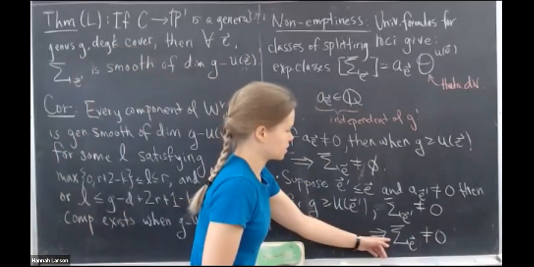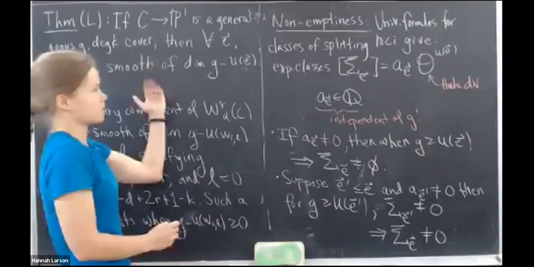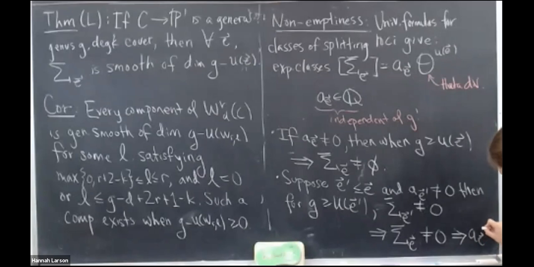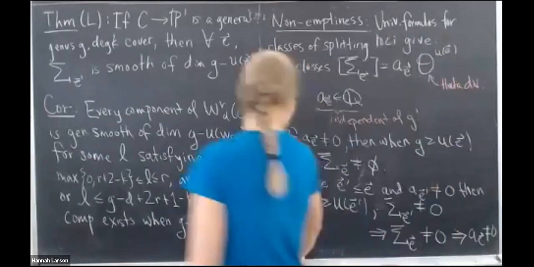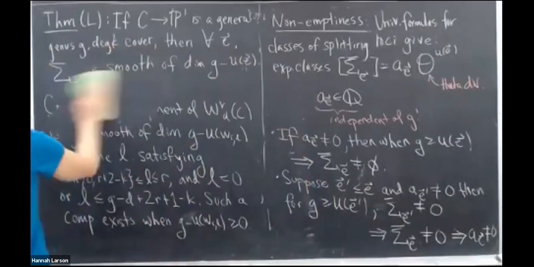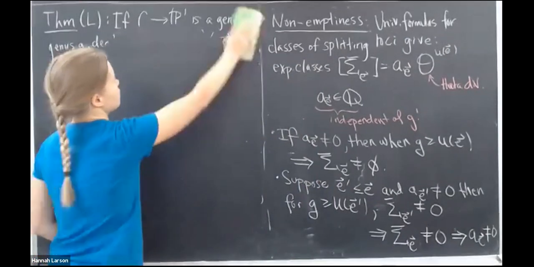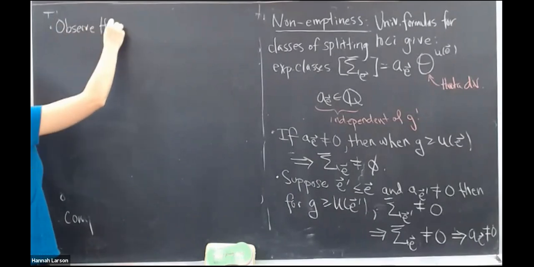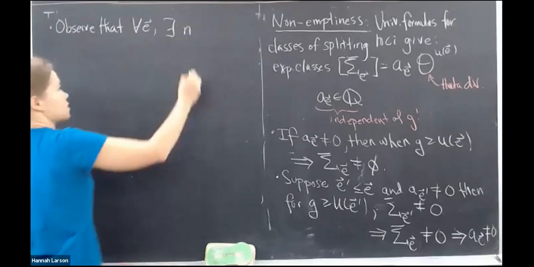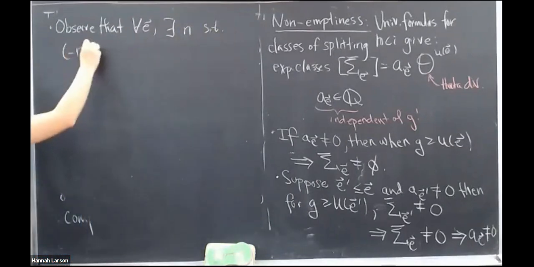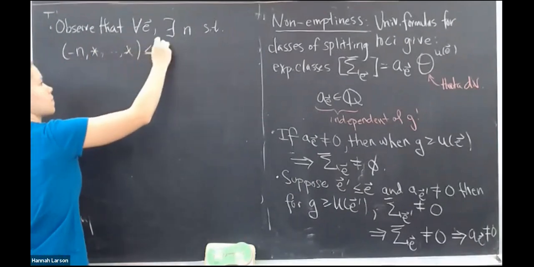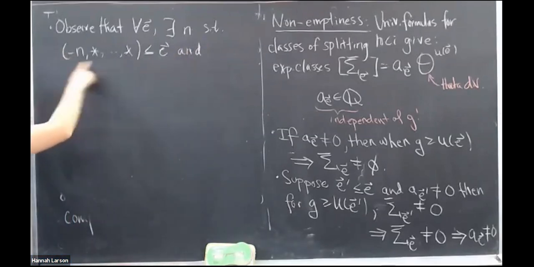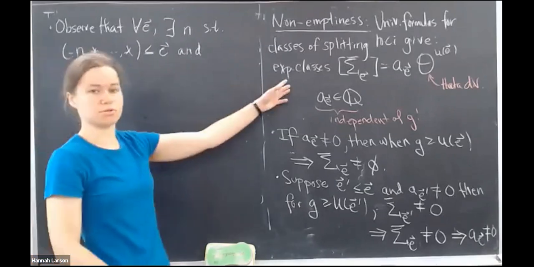But then, if it's not empty, and supposing we already know how to prove it has the expected dimension, its class must be non-zero. So in fact, I learned then that A_E is non-zero. So if A_E prime was non-zero, I learned that A_E is non-zero. And then to finish, we observe that for every E, there exists some N, so that the splitting type where I have minus N and then the rest balanced sits below E in the partial ordering. And this is a particularly nice splitting type where I can actually compute with these universal formulas.